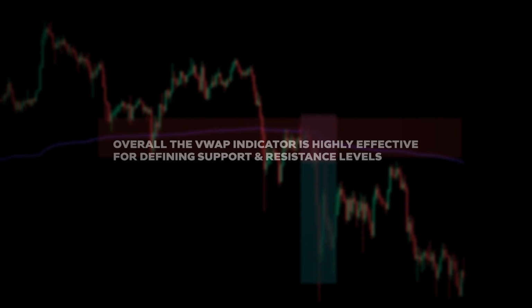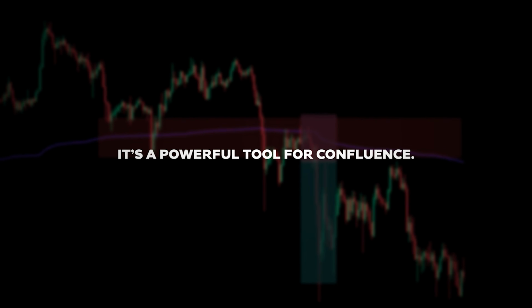Overall, the VWAP indicator is highly effective for defining support and resistance levels. It's a powerful tool for confluence.